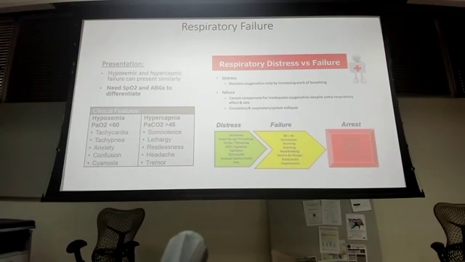If we see distress, we need to intervene, right? That's telling you that something's underlying that we need to get aggressive with, especially pediatric patients. They're working harder. Something's going on.